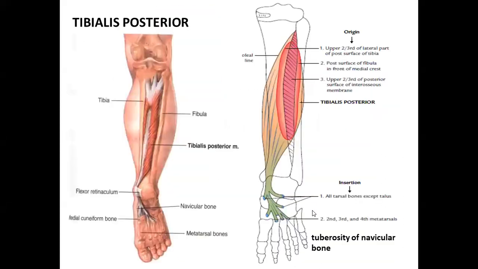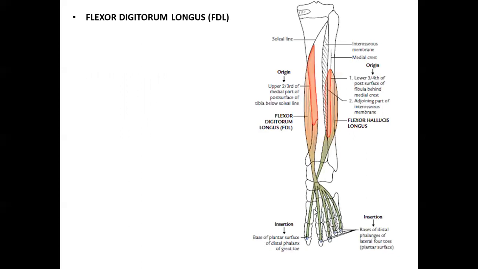Then we have another muscle, that is the flexor hallucis longus muscle. The flexor hallucis longus muscle arises from the lower 3/4 of the posterior surface of the fibula behind the median crest. There is a median crest, इसके पीछे से. So lower 3/4, ये आप लोगों को याद करना, I can't help you in this. So lower 3/4 of the posterior surface of fibula behind the median crest and adjoining part of the interosseous membrane से आता है हमारा ये muscle.